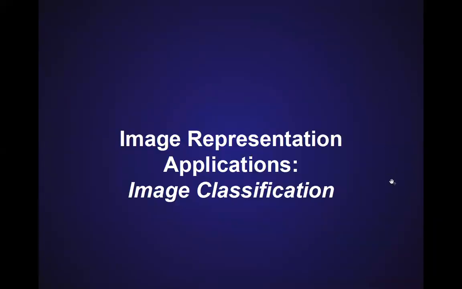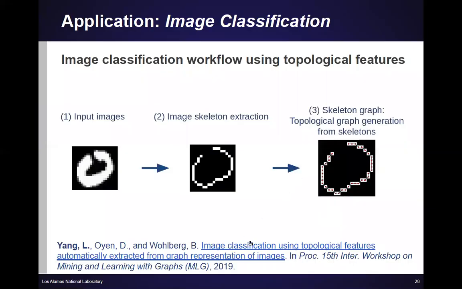So we will see the first application using my image representation, skeleton graph, for image classification. Again, more detail of this image classification method is published in my recent paper, and you can click this link to go to that paper. Now I want to use the same simple example to show how this image classification works using the topological features. So, input image, then we get the image skeleton, then we generate the skeleton graph.